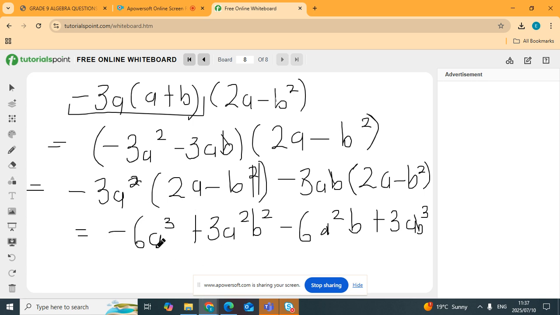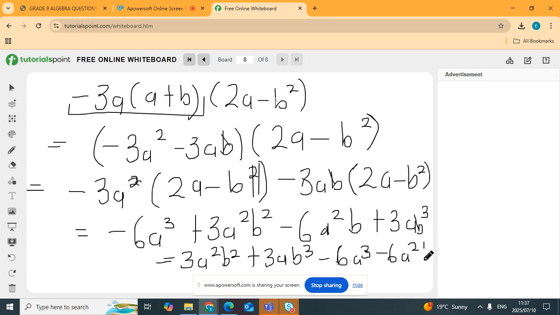Okay, so when you write it in full, it's going to be 3a squared b squared plus 3ab cubed. I just decided to group them, and start with specifically the positive numbers. Okay, so now this is the final answer.